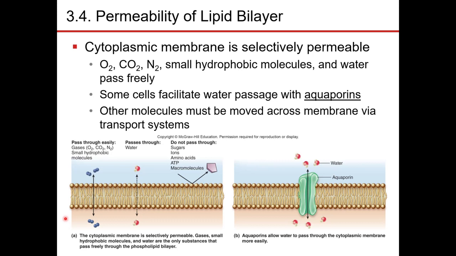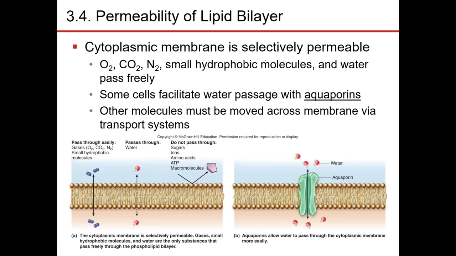But larger substances like sugars and amino acids and other larger molecules can't just simply pass through. So the membrane allows certain things in, but prevents everything else. For that reason, the plasma membrane is said to be semi-permeable.